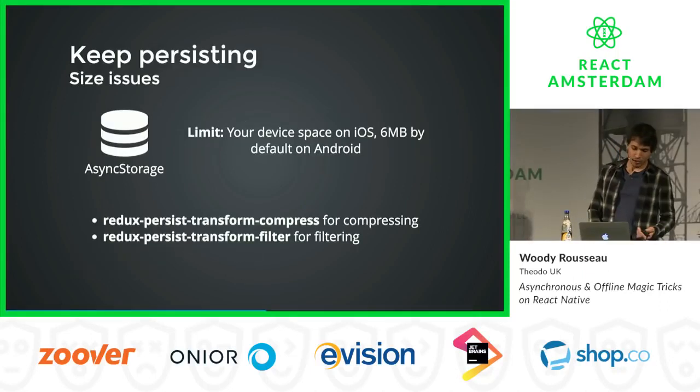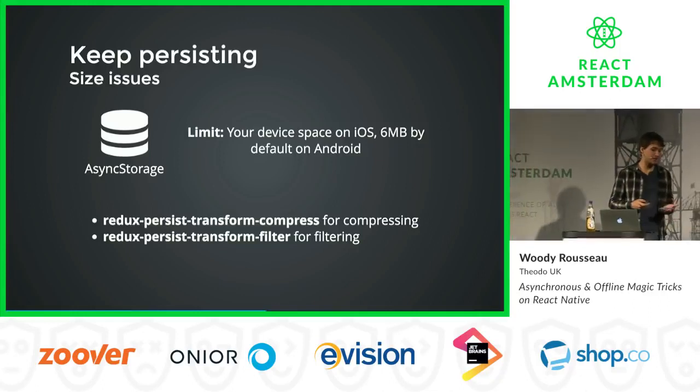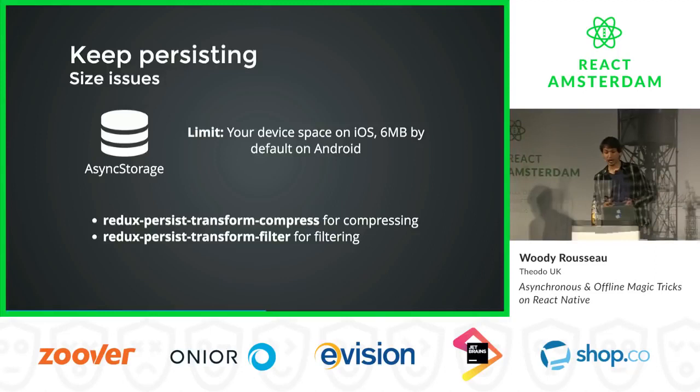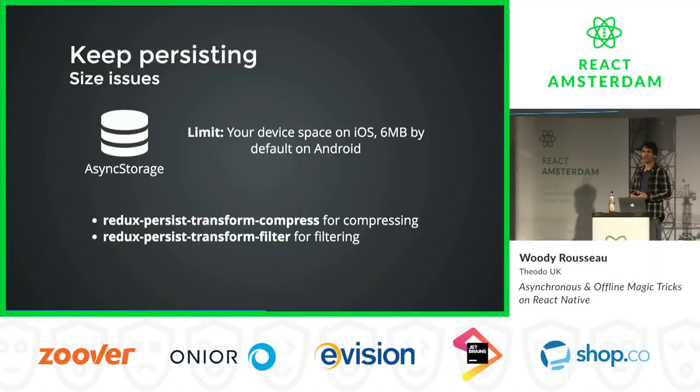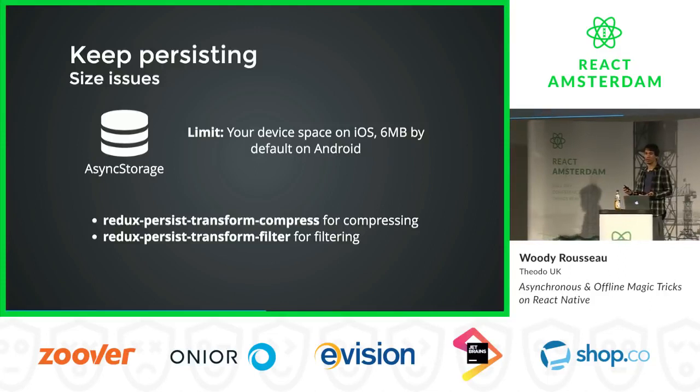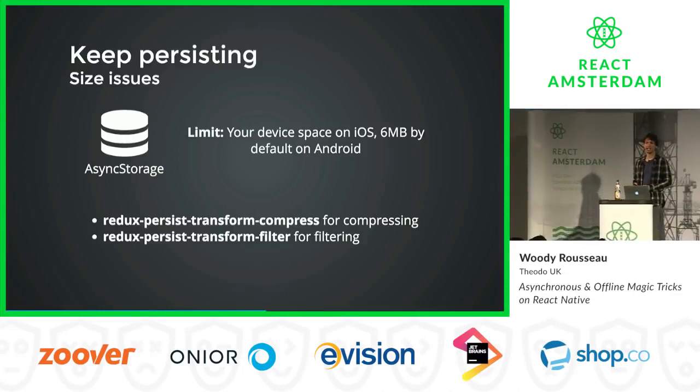And then you may run into some issues. Classic issues when you want to persist stuff are size issues. For iOS, for instance, the limit of things you can store in the async storage is actually the space that you have on the iOS phone. But maybe you don't want your app to fill your phone with data. For Android, it's 6 megabytes by default, but you can change that. But you have to be aware that if you store a lot of things, it might lead into problems.